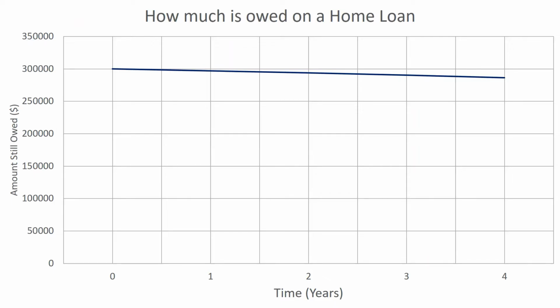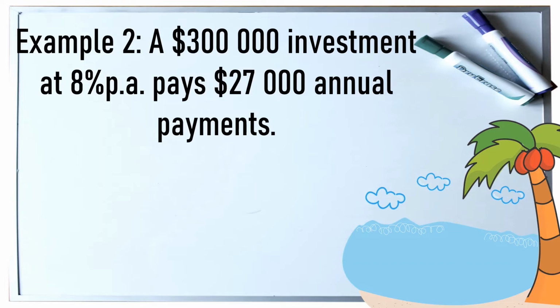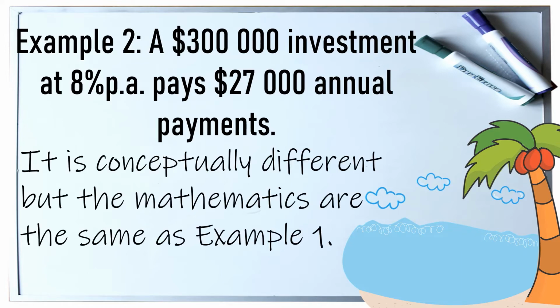How much is owed on a home loan is a curve bending down. However, after a short period of time, it looks like a straight line. If we look at it over a longer period of time, we can see that it's a curve bending down. Example 2. A $300,000 investment at 8% per annum pays $27,000 annual payments. You might think that this is the same question as example 1. And mathematically you are right. Conceptually it is different, but the mathematics are exactly the same as what we did in the previous example.